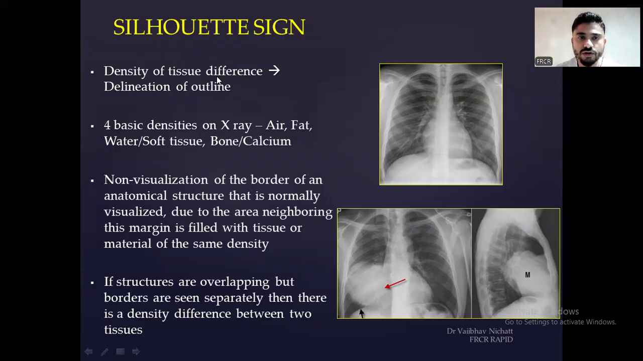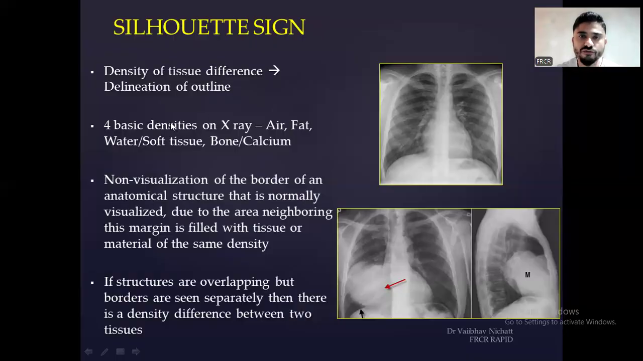So if two structures are in close contact with each other, and you are able to identify the boundaries of the two structures separately, then the densities of these two tissues are different. Understood? If the densities of two tissues are the same and they are in close contact with each other, then you will not be able to identify the overlapping boundaries of the two different tissues.